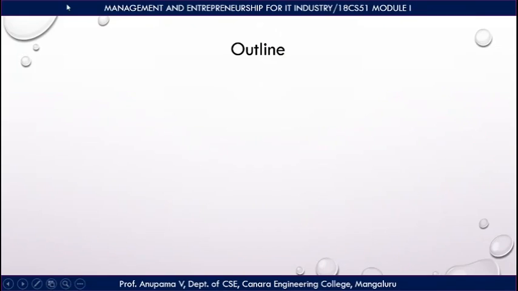Planning is the first and the most important function of management. Planning is choosing a course of action and deciding in advance what is to be done and in what sequence, when, and how.